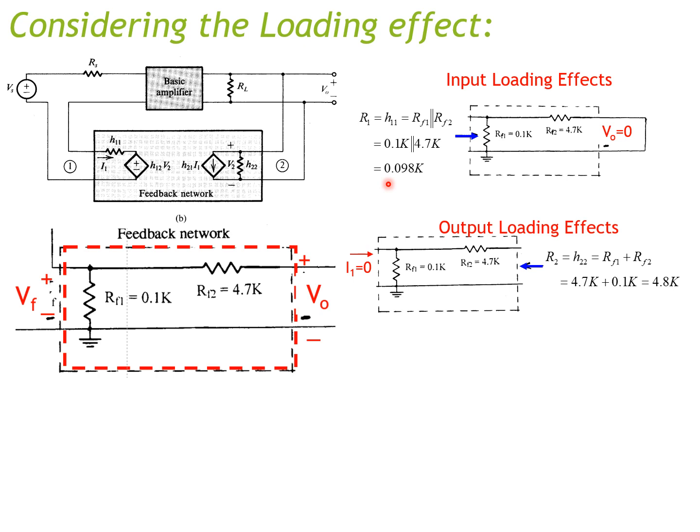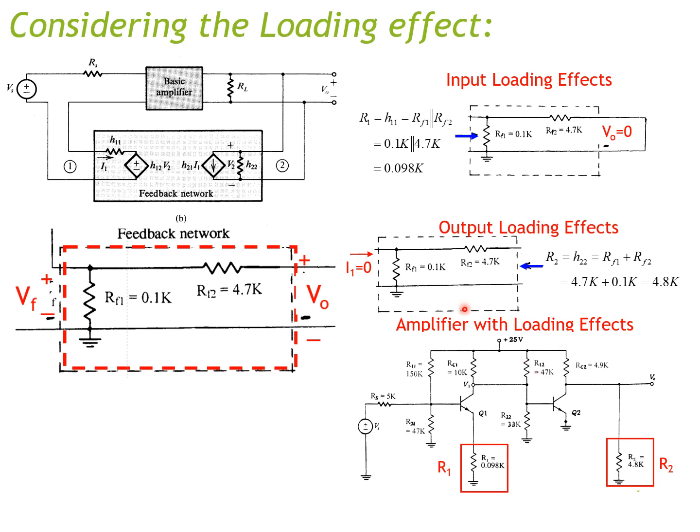In order to figure out the loading effect from the output, if you see this model in here, there's an independent current source, right? So you apply a zero current in here. That means now you can calculate your R2 or H22. It's going to be equal to RF1 plus RF2, and that's equal to 4.8 kilo ohms. So now we can redraw our amplifier with the loading effect. Basically, I put R1, which is 0.098 kilo ohms, on the emitter side of Q1, and I put R2, which is 4.8 kilo ohms, on the collector side of Q2.